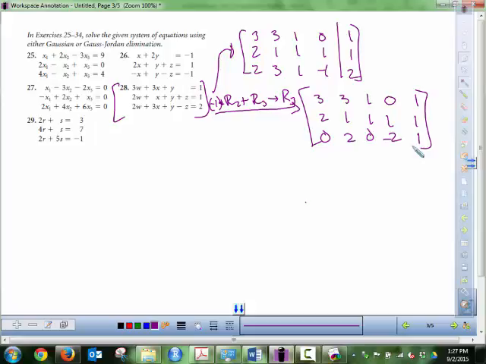Say it again? So you take row 2 times negative 1 and add it to itself. You can't add it to itself. You can multiply this by negative 2, and then that would make it 4, 2, 2, 2, 2. So that's another row operation, but you can't add it to itself.